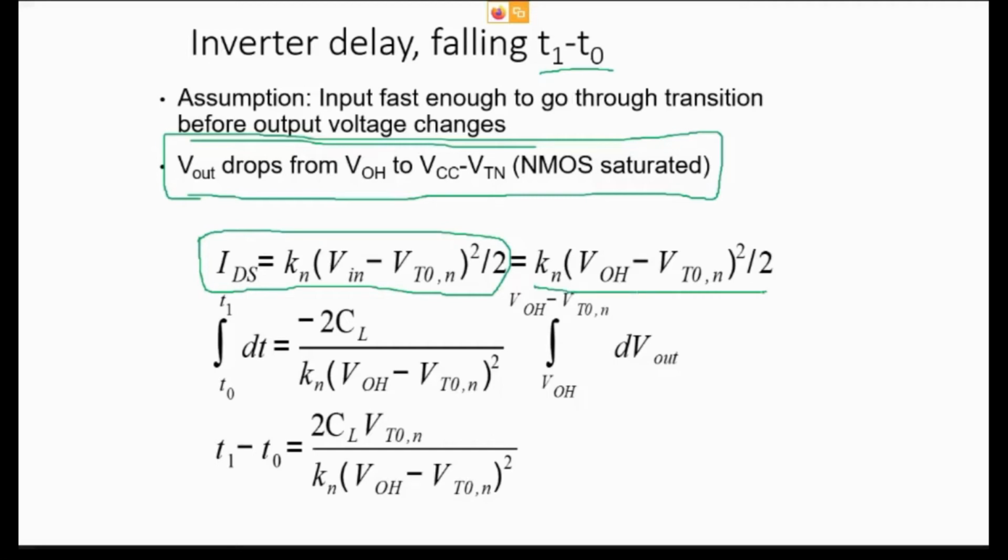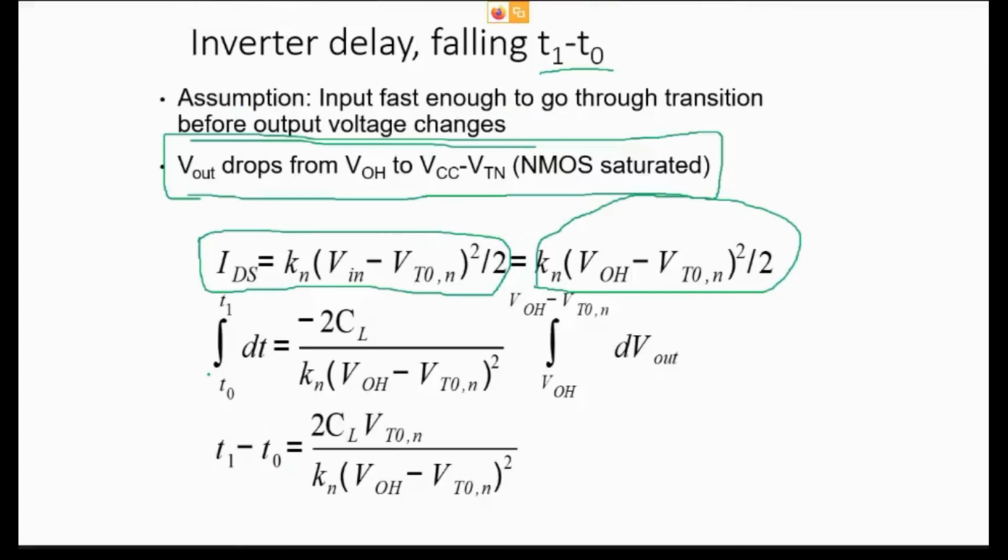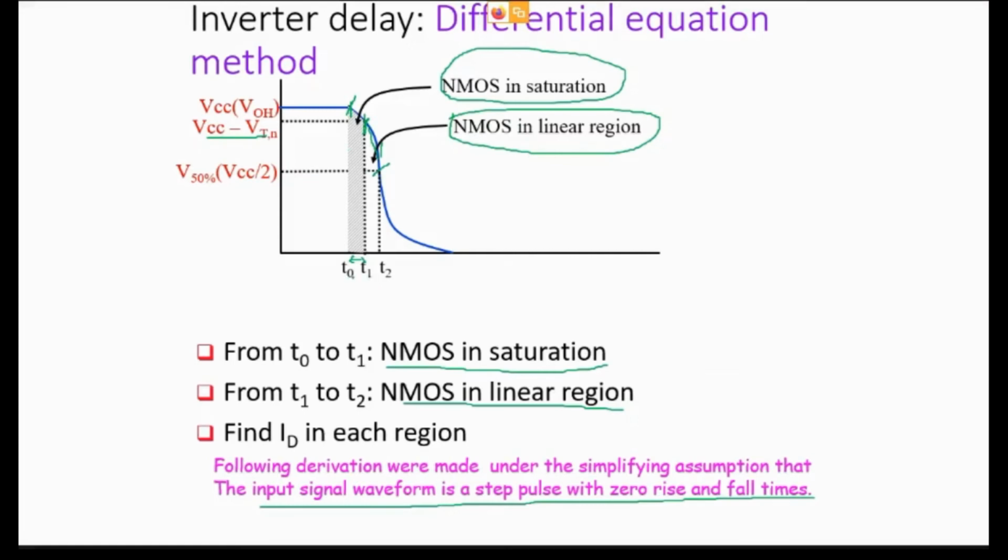Now, this is the thing you are already aware of. Vin is equal to VOH, and V2 naught and this. So now, if you look here, dt is equal to C load dV out by IDN. So we have to integrate. And what is the limit for integration? T naught to T1, and from VCC minus VTN to VCC.